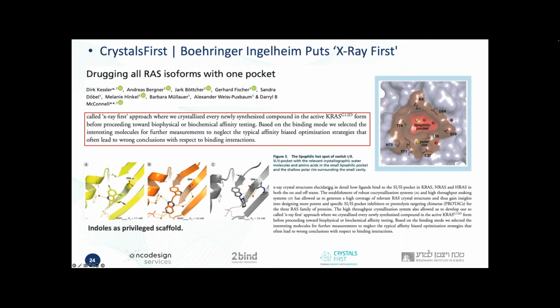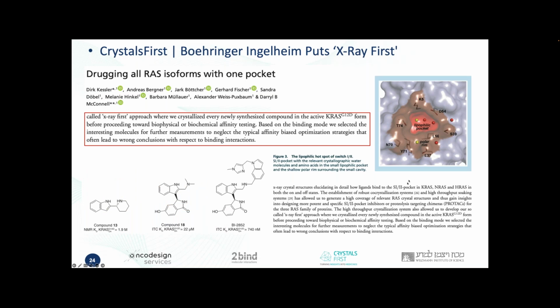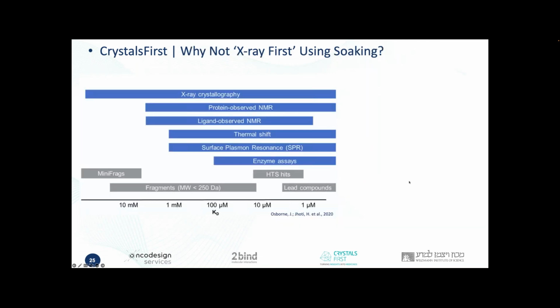And one of the best examples is this publication from Boehringer from 2020. We started the company in 2018, and I'm happy that they published this paper 2 years later. So they write X-ray first, which is the same as Crystals First. But they go a step further and say, after synthesis of the compound, you should determine the co-structure and then the affinity. It's an interesting example that for 3 compounds that bound with a low affinity, they identified a privileged scaffold and could optimize it quickly, guided by structure, to nanomolar compounds. So once again, we shouldn't be afraid to determine co-structures of low affinity binders. There are many more examples of that.